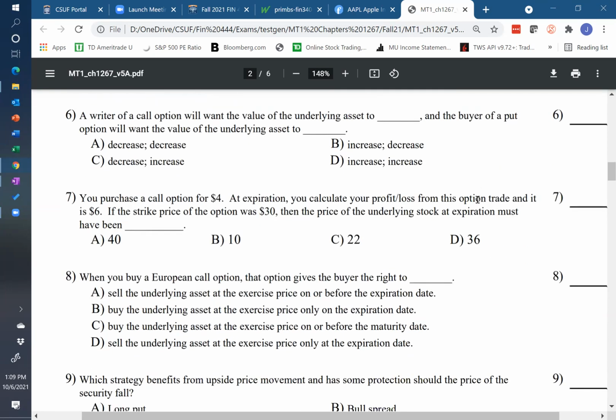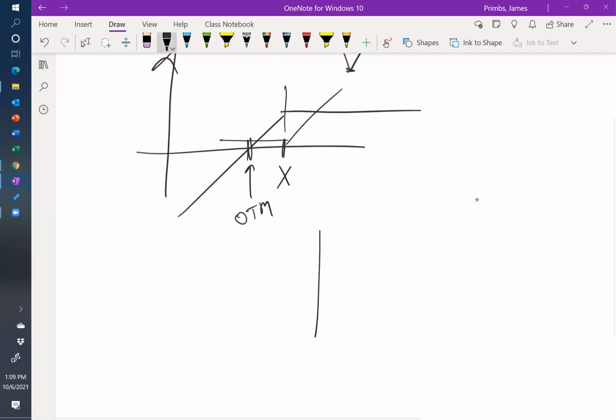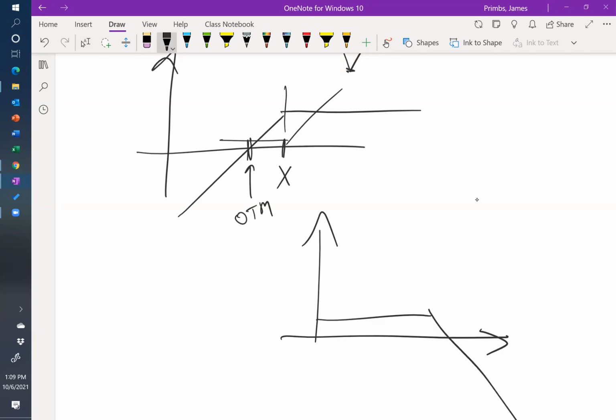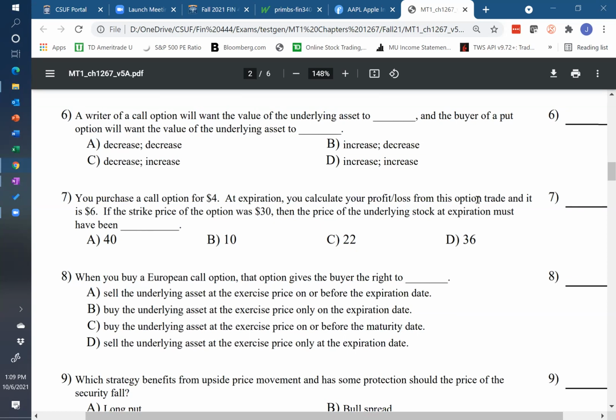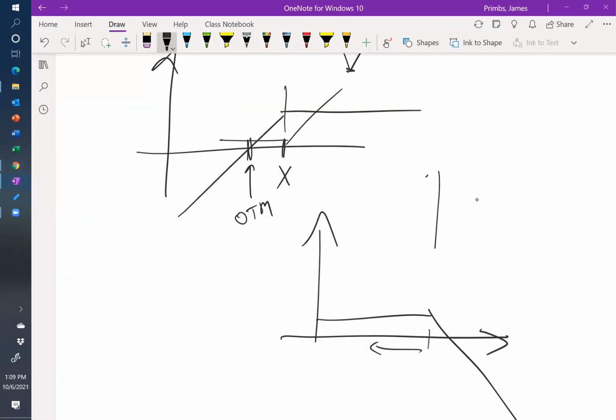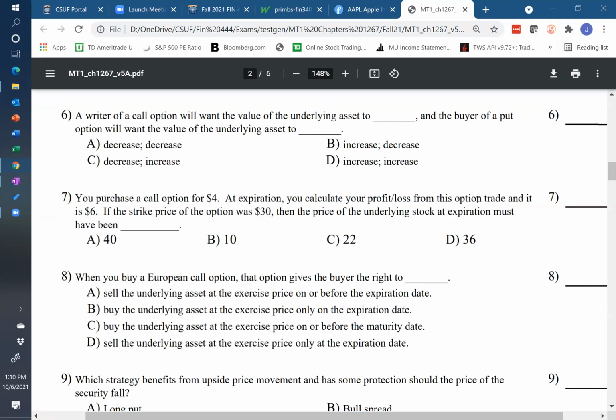A writer of a call option will want the value of the underlying asset to what? You wrote a call option. So what does your diagram look like? It's going to look like that, right? So what do you want the stock to do? Go down. So that's going to be decreased. So it's going to be either A or C. The buyer of a put option. You're the buyer of a put option. You look like that. So what do you want the stock to do? Decrease. So A. 6 is decrease and decrease.